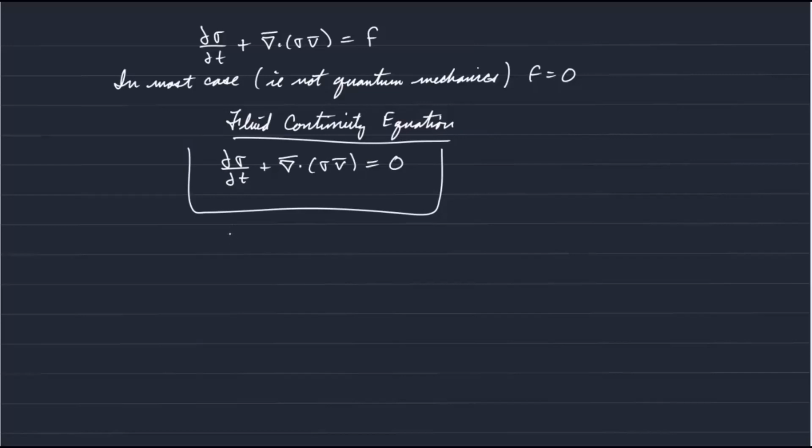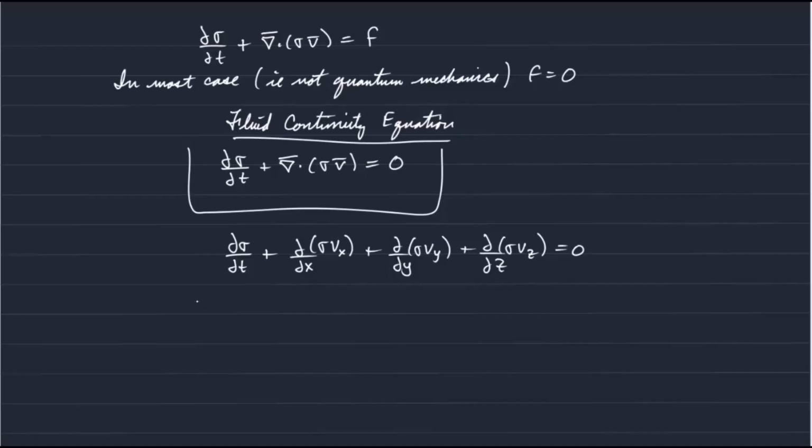And if we were to write this out, we would have the partial derivative with respect to x of sigma times Vx plus the partial with respect to y of sigma times Vy plus the partial derivative with respect to z of sigma times Vz is equal to 0. So that's writing out all of the terms in the full form.